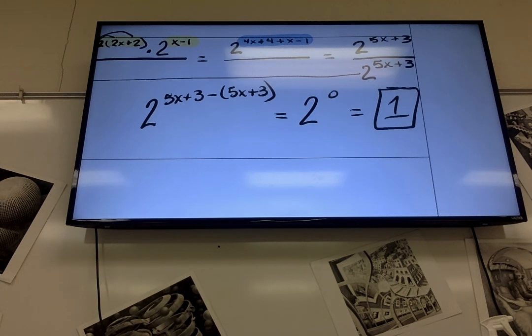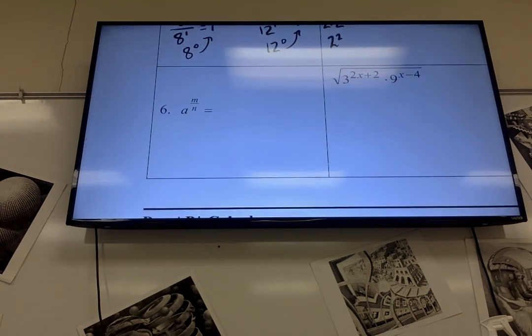up here. That's cracked, so that's good. All right, last one on this page.